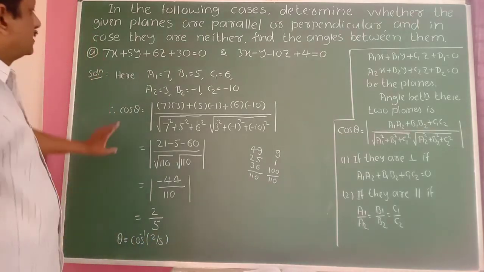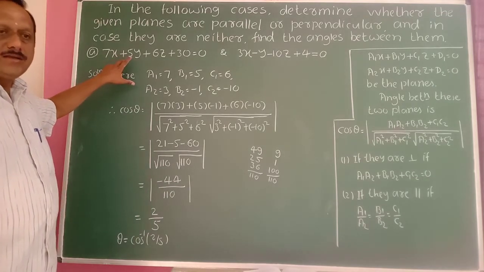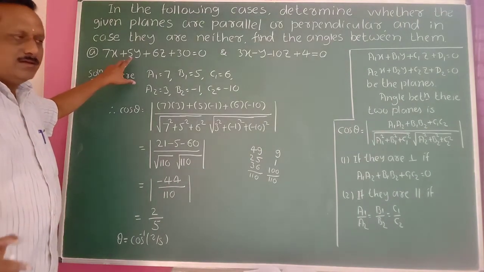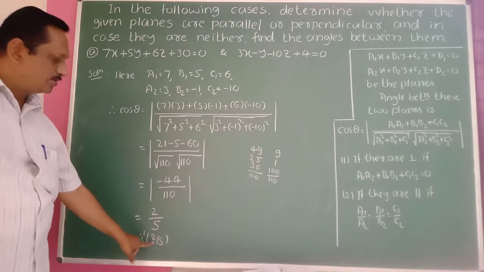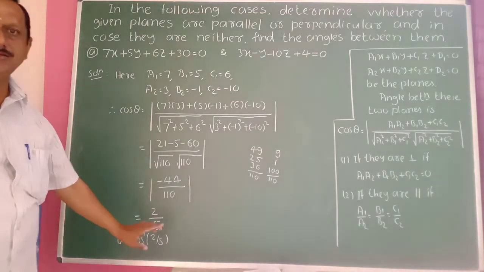Therefore, given planes are neither perpendicular nor parallel. Hence the angle between the two planes is given by theta equal to cos inverse 2 upon 5. This is the answer.